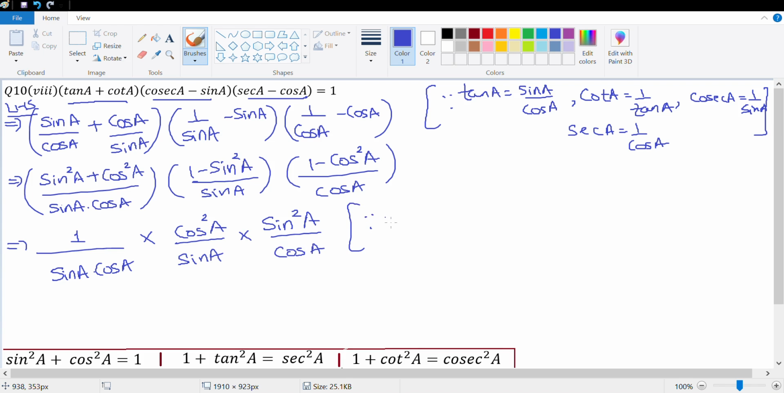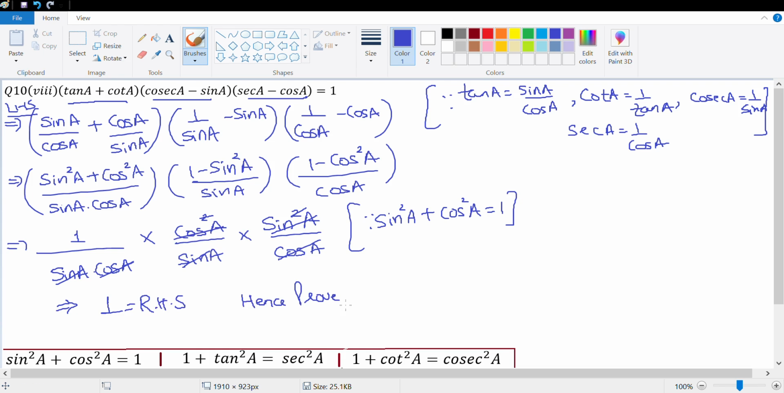Reason being, since sin square A plus cos square A is equal to 1, so the remaining 2 are variations of the same reason. Let's see what gets cancelled. 1 sin A and this power gets cancelled. This sin A and this sin A gets cancelled. Cos A and 1 power, cos A and cos A. So this means this is equal to 1, which is equal to my right hand side. This is what we needed to prove. So hence proved. Done. That finishes this video for me.